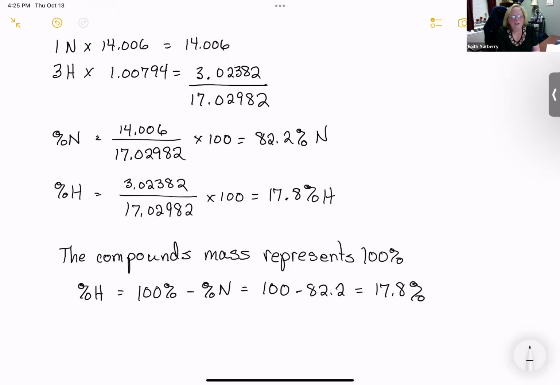So folks, what we've been doing is focusing on the mathematics associated with the formulas of the compounds that we have been discussing. After fall break, we're going to come back and get into the nitty-gritty about what these compounds look like, and we're going to get into Lewis structures.